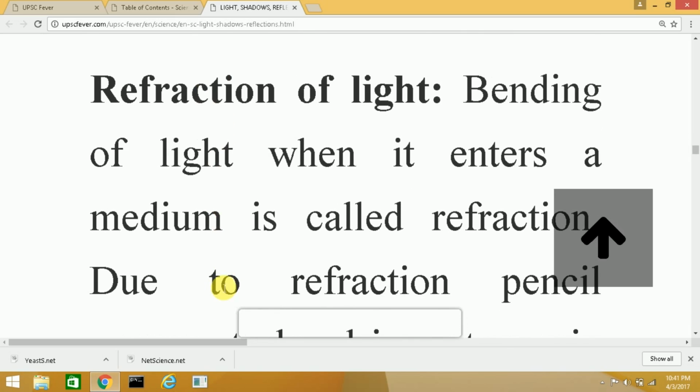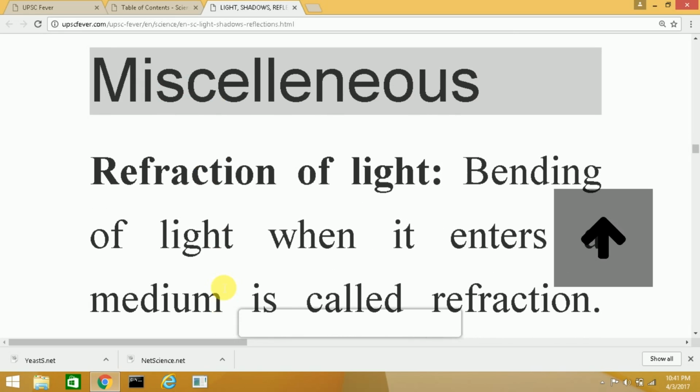The last topic is a miscellaneous collection of items from various textbooks related to vision. So refraction of light, which I already said, is the bending of light when it enters a medium. This medium can be glass, it can be water, it can be any medium. Due to refraction, the pencil appears to bend when dipped inside the water. A coin which is present inside the water also appears to be raised, and objects inside water appear enlarged.